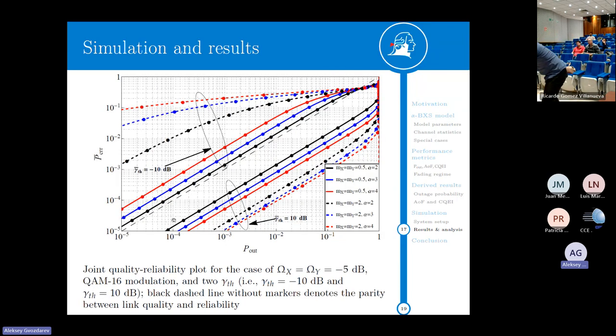Lastly, the proposed joint reliability quality analysis was performed. Here, the dashed black line, a bisector line without markers, represents the state of parity between outage probability and average bit error rate. It can be seen that the main factor that influences the balance between the two is the threshold average signal-to-noise ratio. Moreover, the increase of nonlinearity coefficient alpha further enhances this imbalance. It was also identified that for very poor channel quality, that is low quality and reliability, the balance is biased in favor of outage probability.